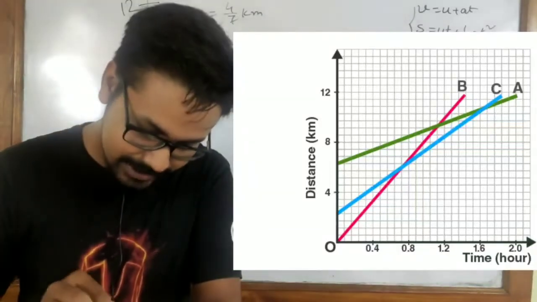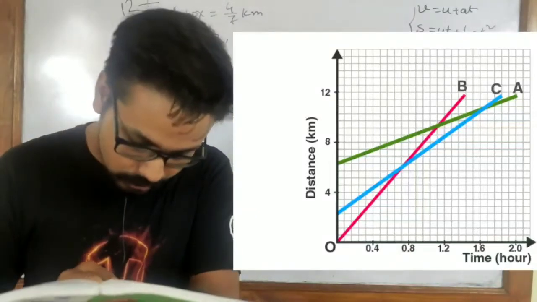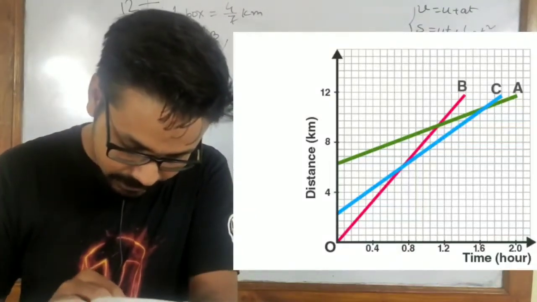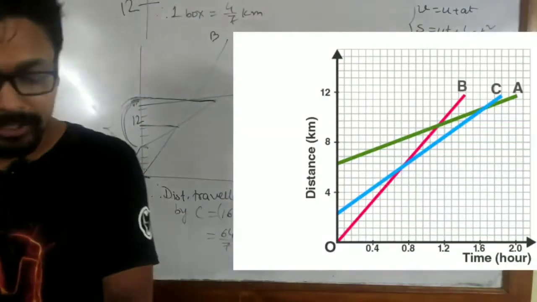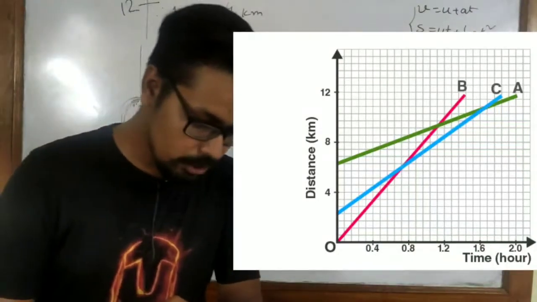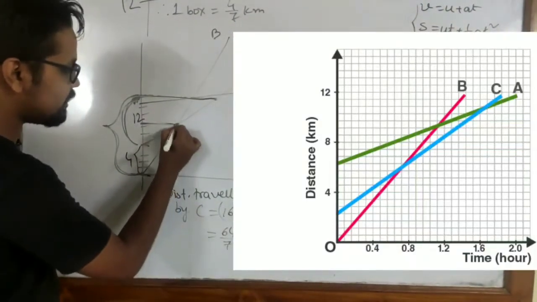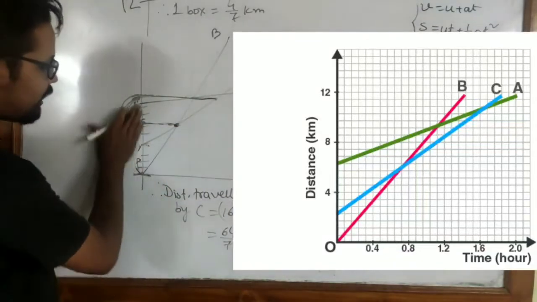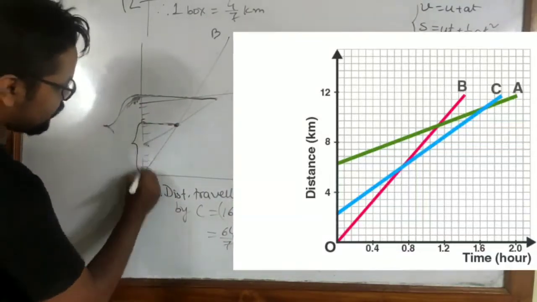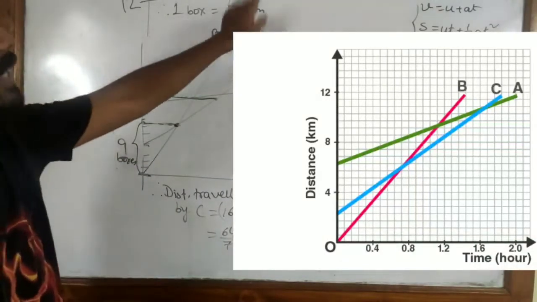So B and C meet at a point which is above 4, right? Above 4. So you count the number of boxes it meets here. So it is 7, 8, 9. Yeah. So it is 9 boxes. So from 0, if you move from here, this is the point where B and C meet. If you count the number of boxes, you are going to find that it is actually 9 boxes. Okay, so each box is 4 by 7 kilometer.